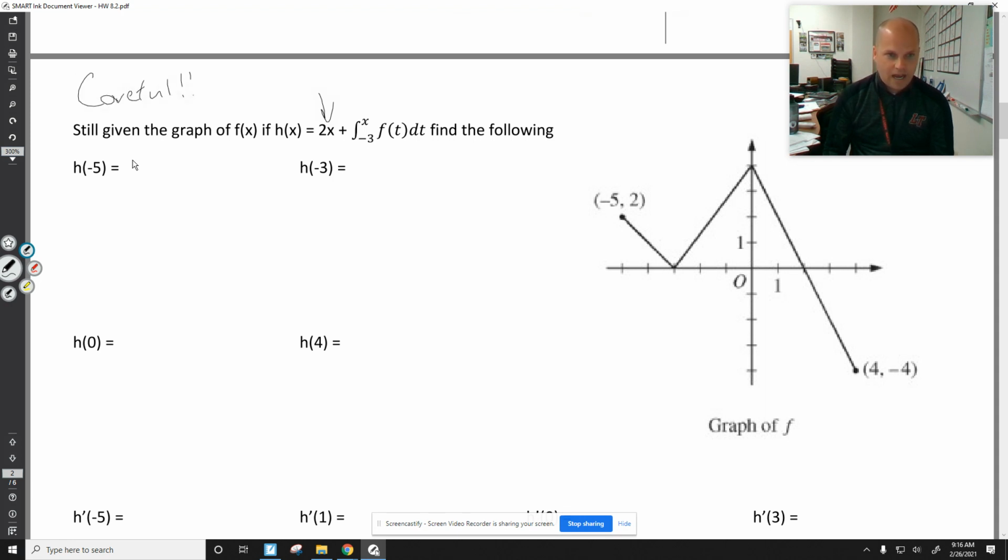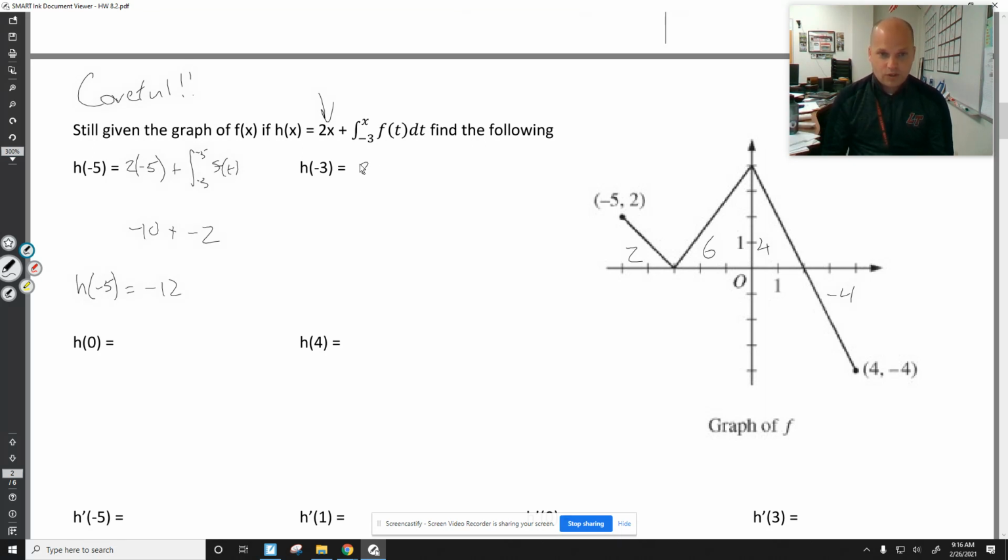Ready? H of -5. 2 times -5 plus area from -3 to -5. This is the same graph, so let's just throw this down. This is 2, 6, 4, -4. So this is -10 plus, from -3 to -5 is the opposite, going backwards, it's not positive 2, it's negative 2. So h of negative 5 is negative 12. We're going to use that value in the future.